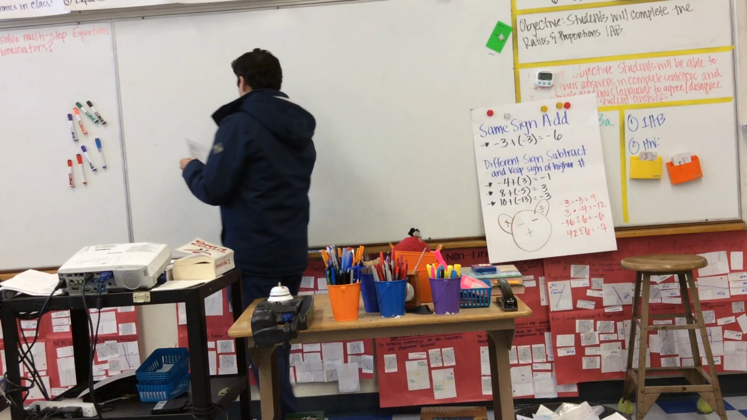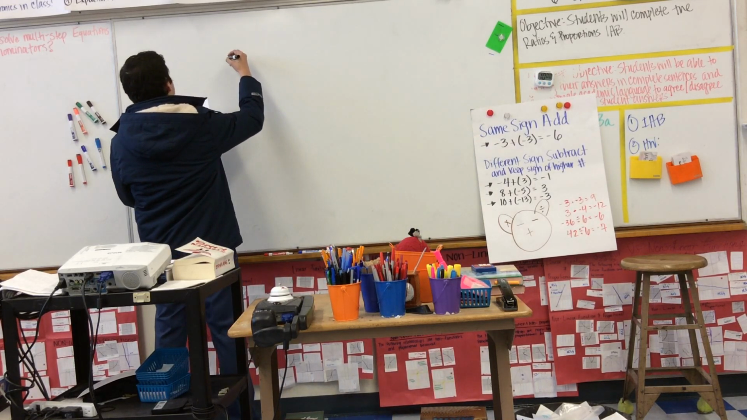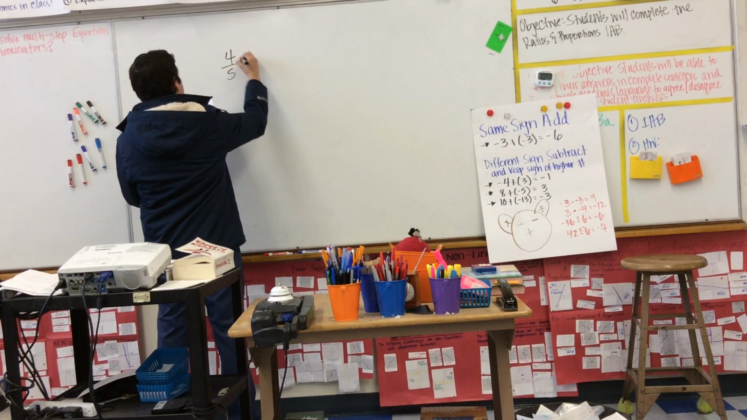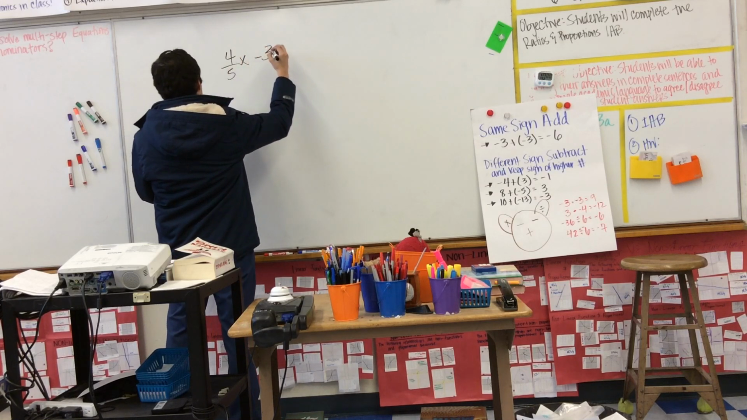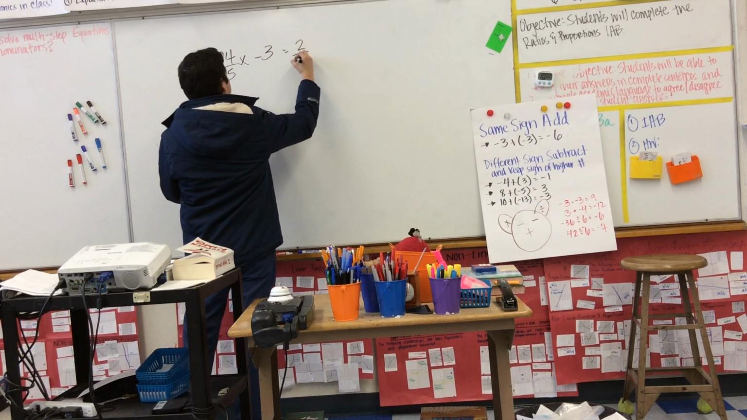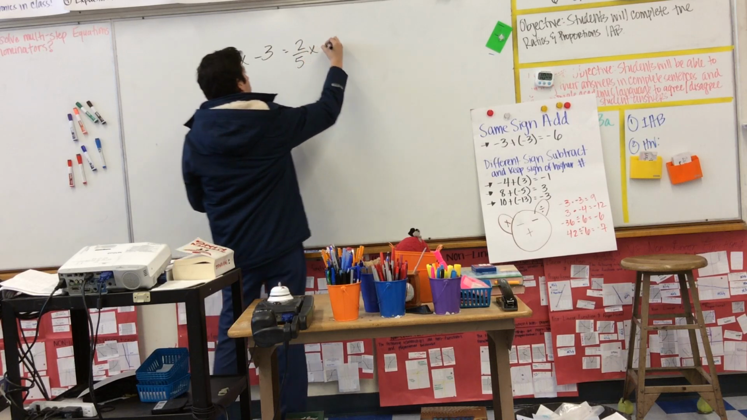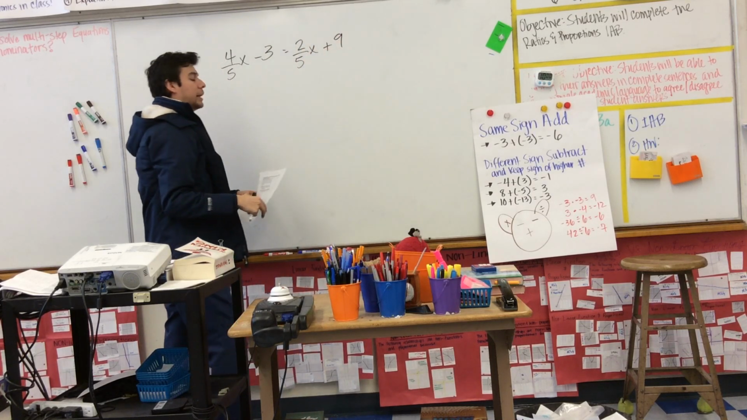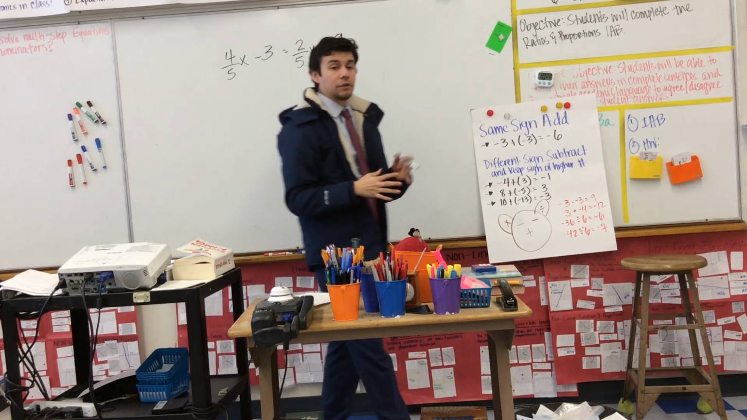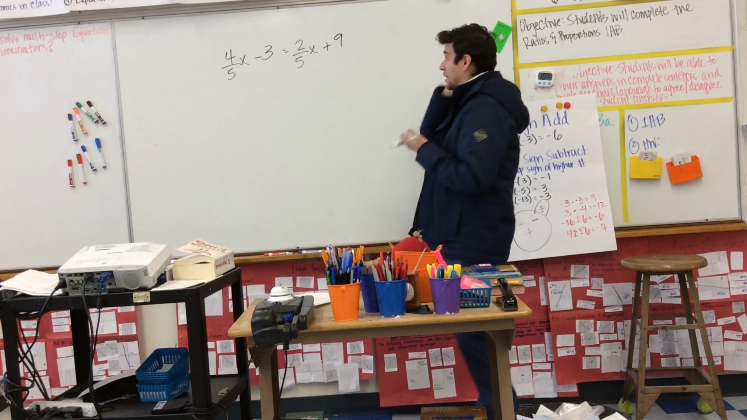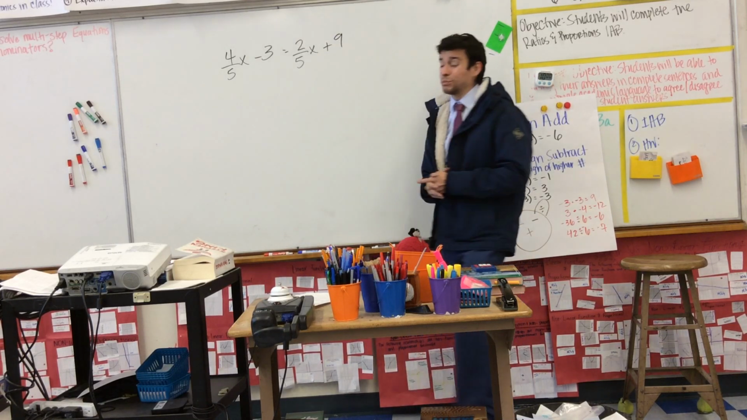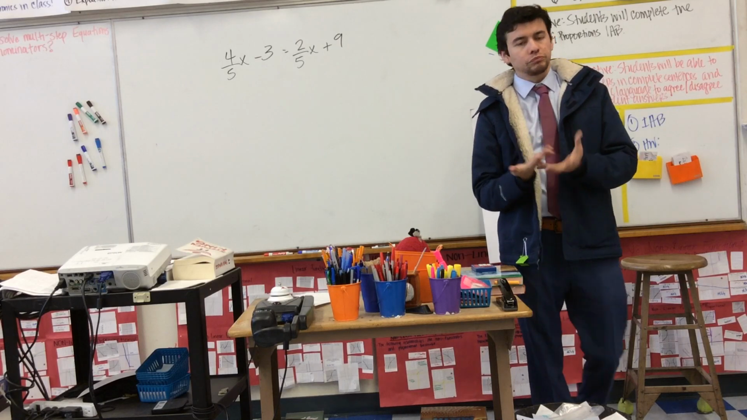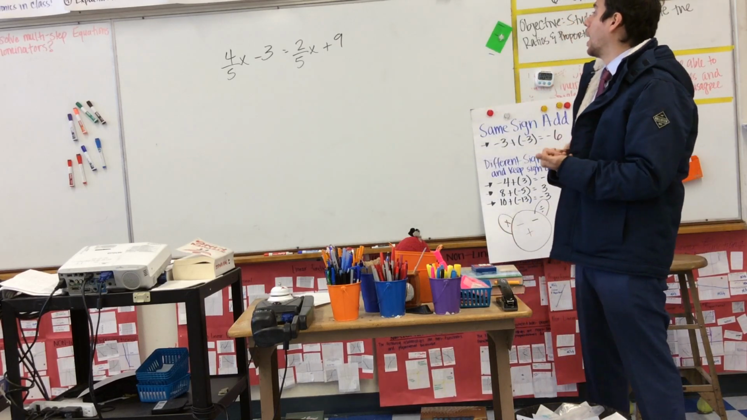So the first one we have is this one. We have 4/5 x minus 3 equals 2/5 x plus 9. Okay, so this is what we have right now. If you notice, it looks intimidating. It looks hard. But actually, these problems are very easy. They're not hard at all.